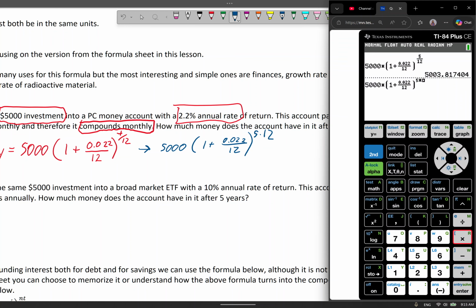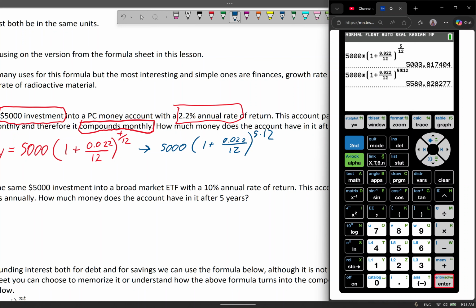Compounding interest is much better than that. Okay, so this is more reasonable. Now, this is a pretty terrible rate of return, but even still, it gets us an extra $580 over that 5-year period. So it's actually not that bad. It's not great, but it's also much better than not having it in a savings account.